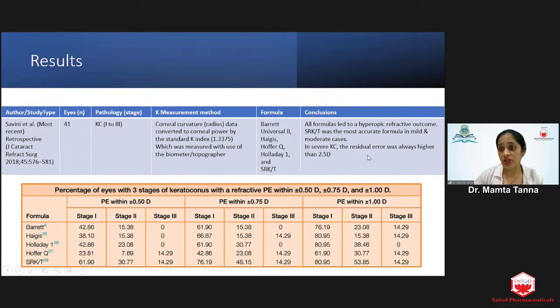In severe cases, the residual error was almost always higher than 2.5, as depicted in this table. Here you can see the SRK/T formula is almost giving 100% results in all the stages, and the error is always less than plus or minus 1 diopter. More or less similar results were in moderate cases, but in stage 3, that is severe, it was less than 15%. So in severe cases, the error was always high, even when the SRK/T formula is used.